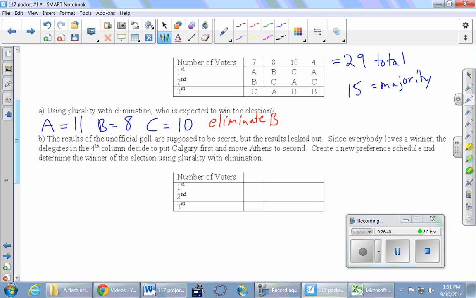And so then we're going to put our new totals over here, A and C. Eliminating B, you can cross them all out, but the only B's that matter are the ones that were in the first row. So these 8 votes right here that used to go to B, who gets them now? C gets them now. So A hasn't gained anything. A is still going to be stuck at the 11, but all 8 of those votes just went to C. They had 10 plus the 8 more, 18.